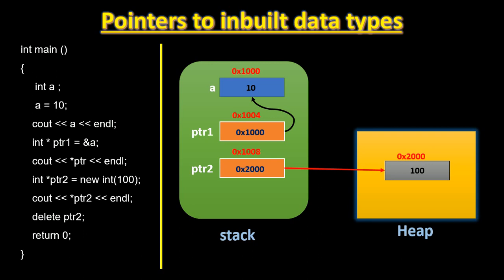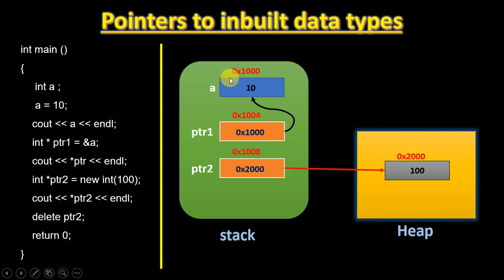For that reason, what I'm doing is delete ptr2. So why only ptr2? Why not ptr1? ptr1 is holding the address of a local stack variable. So delete ptr1 is not required, but delete ptr2 is required. Why is delete ptr2 required? Because it is allocated memory in the heap segment.